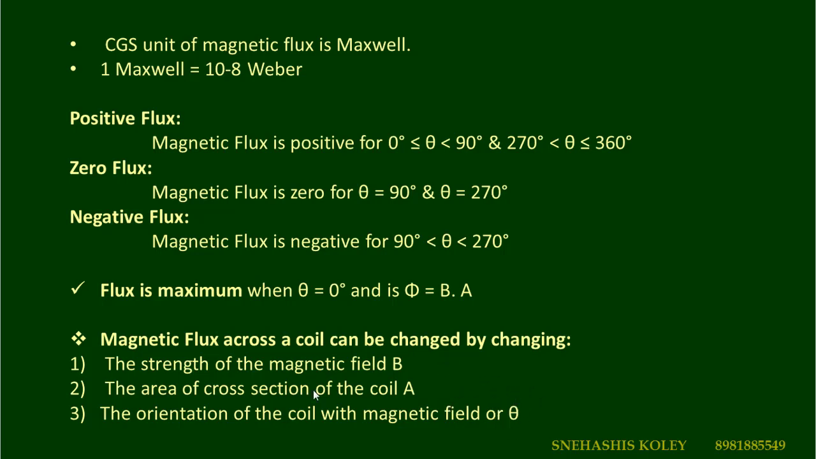When we increase the magnetic field strength by increasing the strength of the magnet, it will increase the magnetic flux across the cross-sectional area of the coil. If we increase the cross-sectional area of the coil encountering the magnetic field, it will also increase the magnetic flux linked through that coil. Or we can increase the cross-sectional area by increasing the number of turns of the coil. Or if we orient the coil along the magnetic field, then the angle between them will be 0, so the magnetic flux will be maximum.